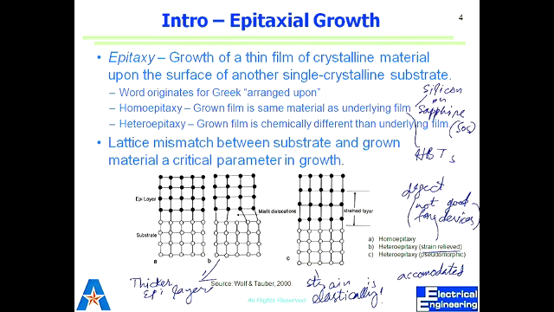So epitaxy is a growth of a crystalline film on the surface of another single crystalline substrate. It's important that your substrate on which you want to do epi is single crystalline, because it will take the lead from that single crystalline substrate to build on top of that. So it can be the same material grown on the same material, silicon on silicon. It can be another material grown on other material, in which case you will get lattice mismatch.